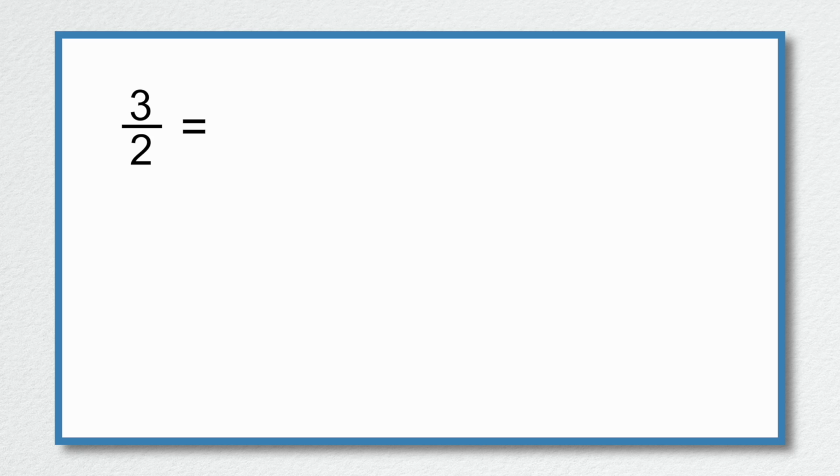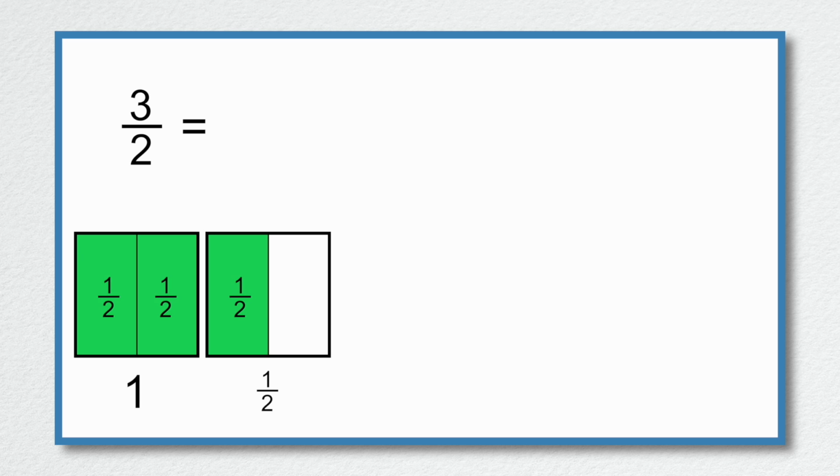If we look at this as a drawing, we can show 3 halves like this. 2 of the halves make a whole one, and we have another half. So this whole one represents the 1 as it were, and this half represents a half. So 3 over 2 is equal to 1.5. And this is what we call a mixed number. It's made up of whole numbers and fractions.